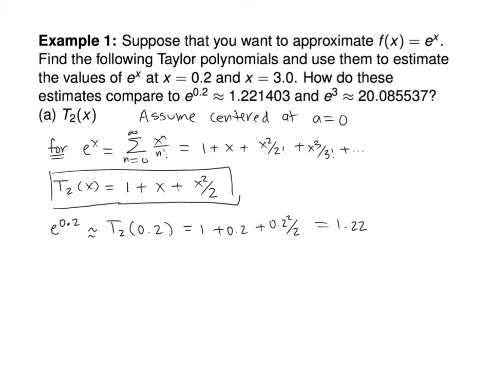Okay, what do you think is going to happen when I try to estimate e to the third? It's going to be a lot worse. So then what are you plugging into your polynomial? 3. And that would be 1 plus 3 plus 3 squared over 2, which comes out to be 8.5. Which is a horrible estimate, right? Because the actual value the calculator gives you is 20 point stuff, right?